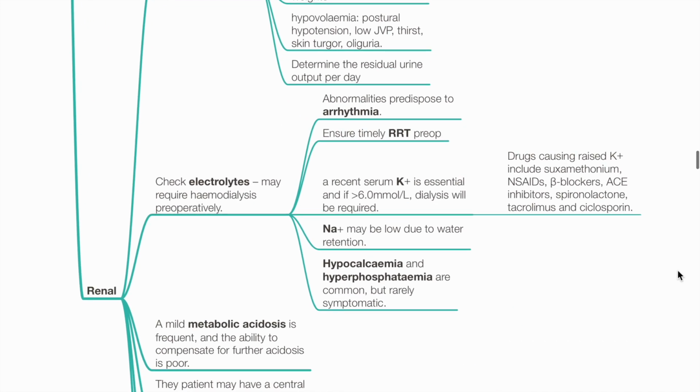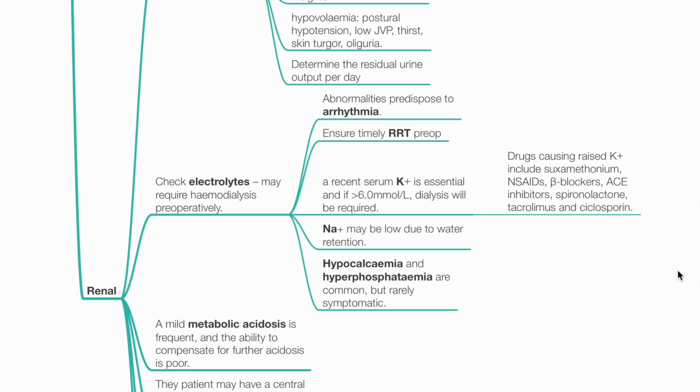Check electrolytes. The patient may require hemodialysis preoperatively. Abnormalities predispose to arrhythmias. Ensure timely renal replacement therapy preoperatively. A recent serum potassium is essential. If it is more than 6 millimoles per liter, dialysis will be required. Drugs causing raised serum potassium include suxamethonium, NSAIDs, beta blockers, ACE inhibitors, spironolactone, tacrolimus, and cyclosporine.